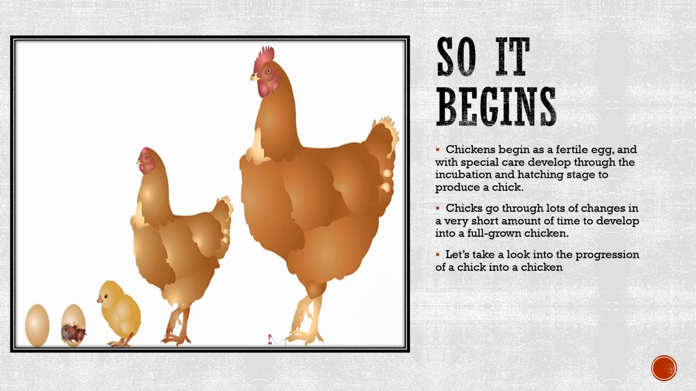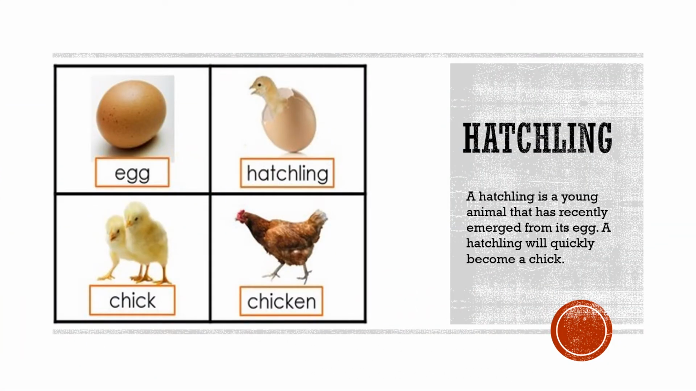Let's take a look into the progression from a chick. Notice we have the egg, we have a hatchling, then a chick, into a full-grown adult chicken. So we started off with the egg, we've looked at that all week, and now it's hatched, and that's called a hatchling. A hatchling is a young animal that's recently emerged from its egg. A hatchling will quickly become a chick. Because a hatchling means that it just came out of its egg, it's not a stage that's going to last very long, because once it comes out of the egg, it's got just a little bit of time, and then it's not newly emerged anymore.